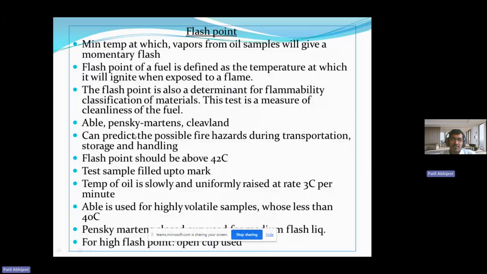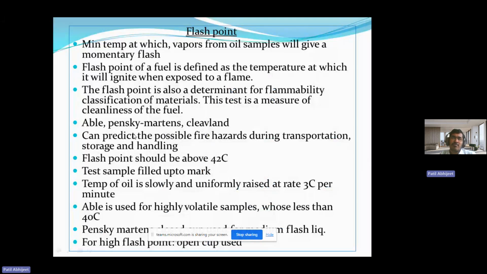In another definition, flash point is the temperature at which the oil will ignite when it is exposed to a flame. Suppose we have a candle that has formed a flame, and if I bring the oil in front of that flame, it will start to ignite. The temperature at which it starts to ignite can be measured with a thermometer. That is a simple measurement, and that is called the flash point.